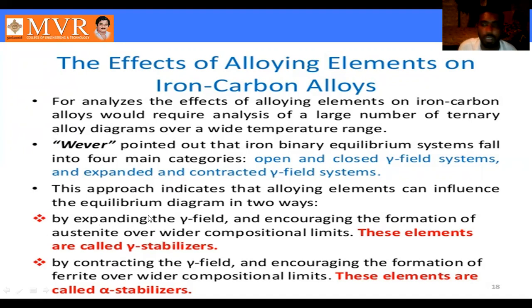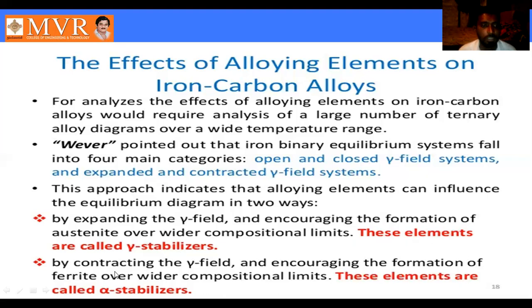So two ways the influence we can see. The first one is expanding the gamma field and encouraging the formation of austenite over wide range composition limits. So these elements are called the gamma stabilizers. When we are expanding the gamma field and encouraging the formation of austenite over wider composition limits, this one we can call the gamma stabilizers.